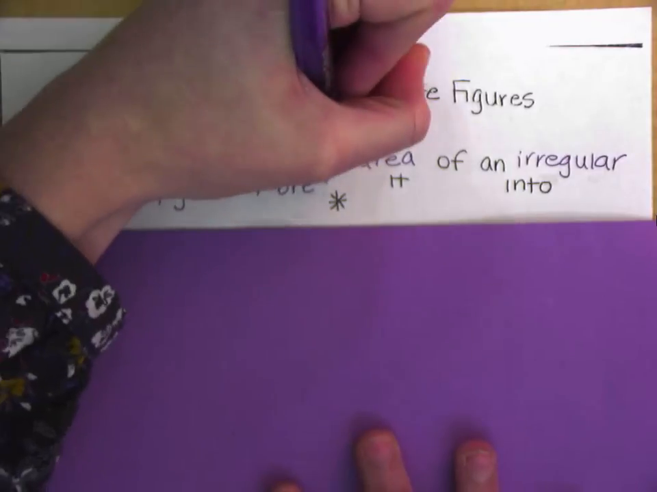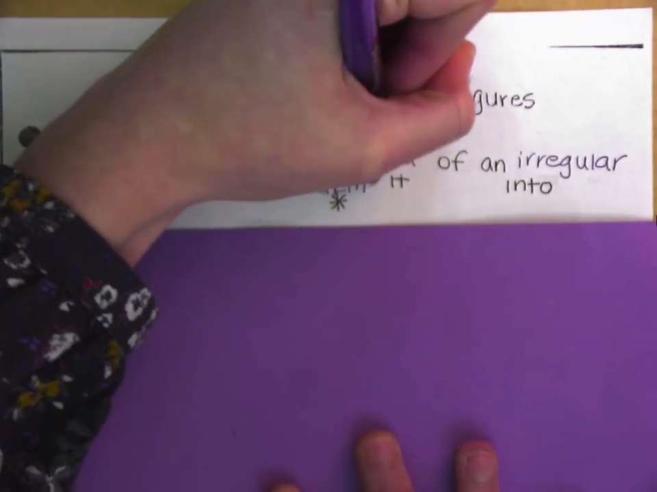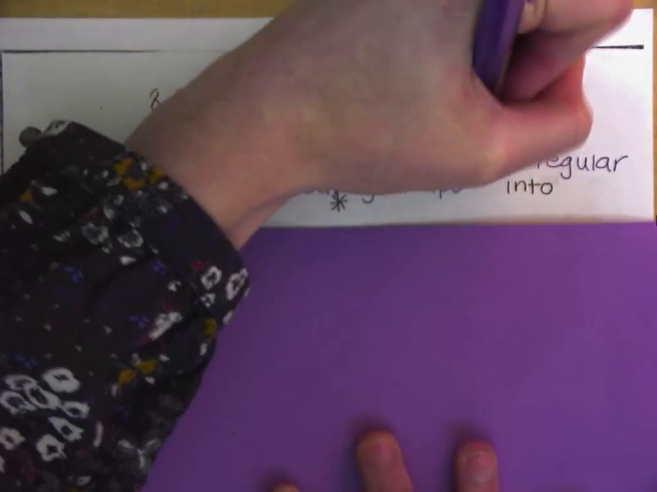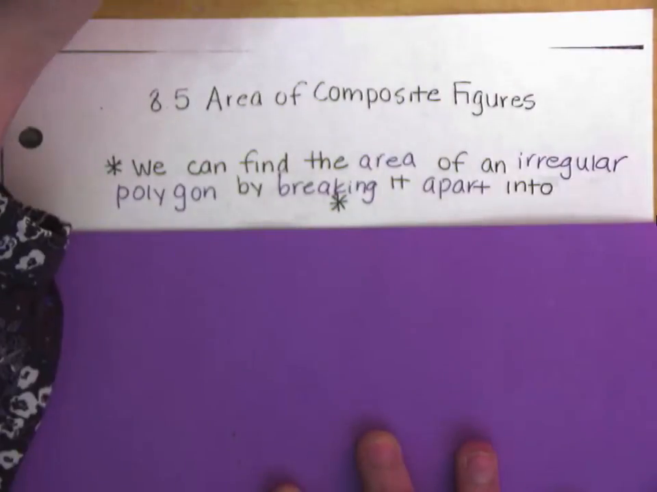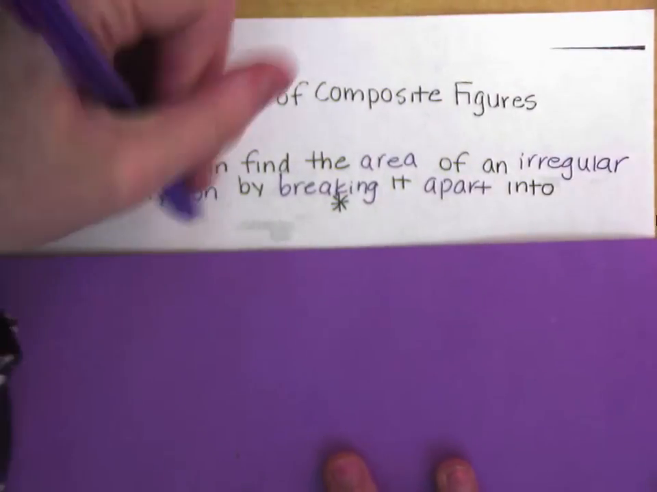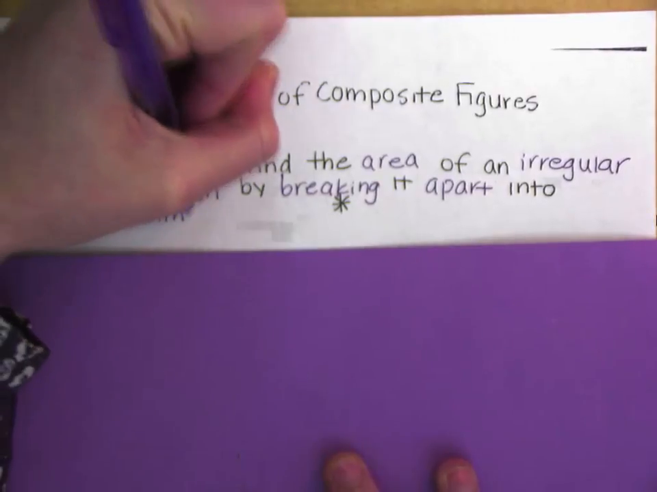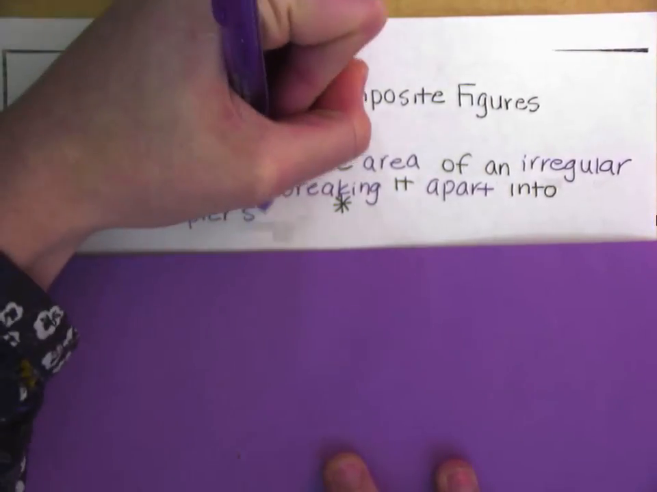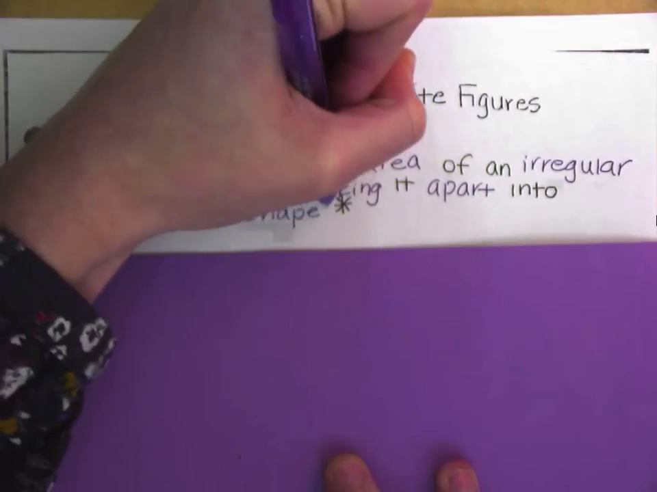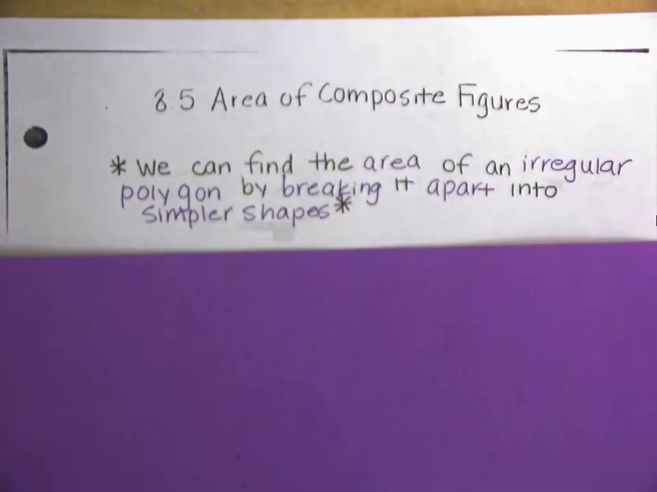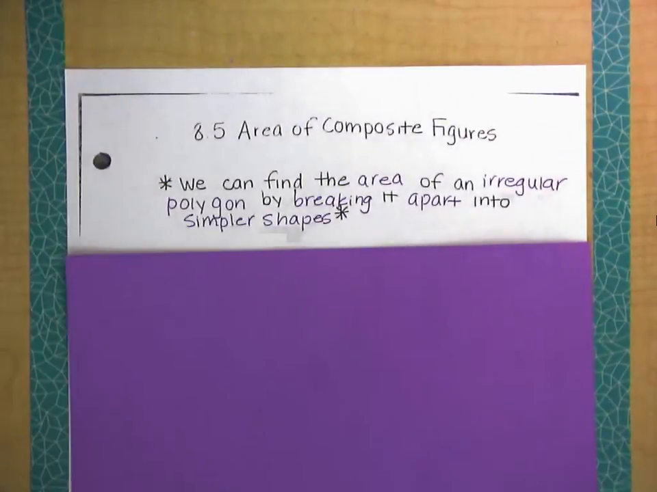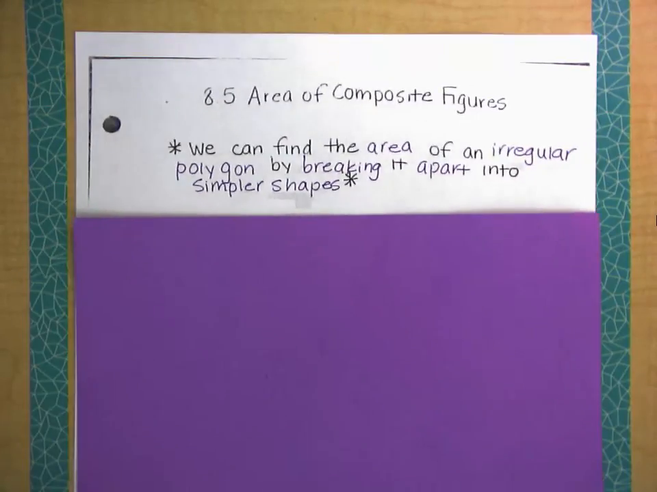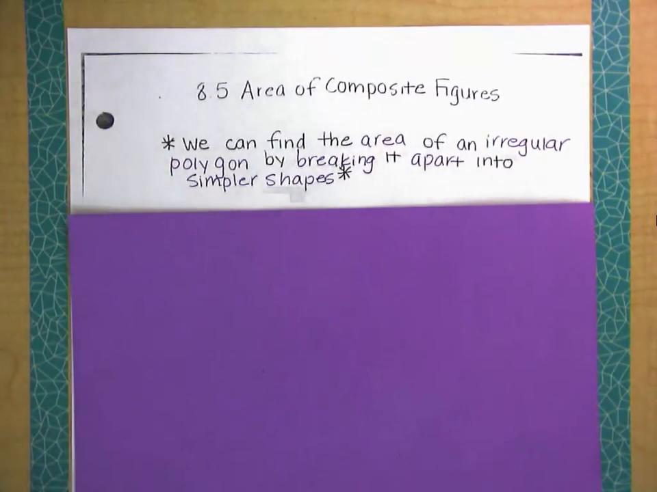by breaking it apart into simpler shapes. Okay, we can find the area of an irregular polygon by breaking it apart into similar shapes.